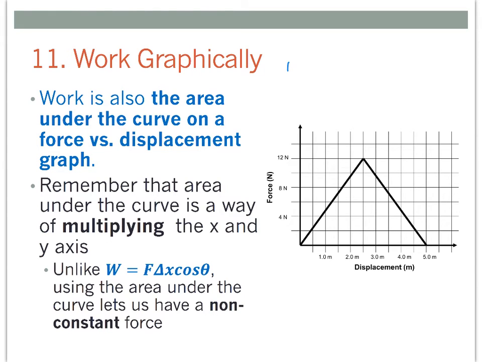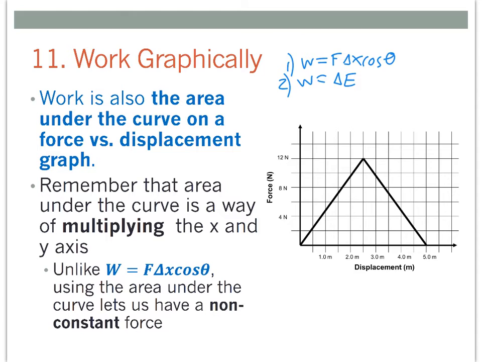So far we've talked about two ways of finding work. The first is that work is F delta x cosine theta, and that allows us to find the work from a force. And the second is that work is just the change in energy, and that really gets at the idea of what work really represents. But we do have a third way of finding work, and that is with a graph.